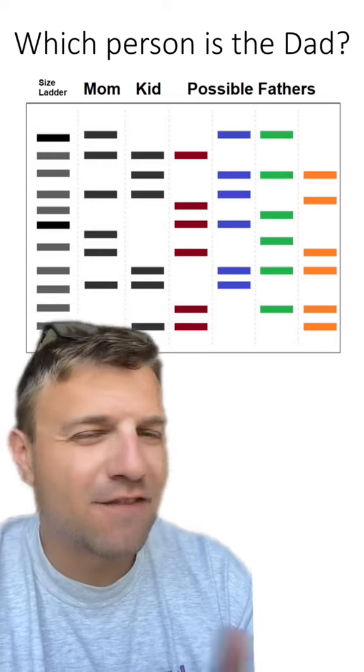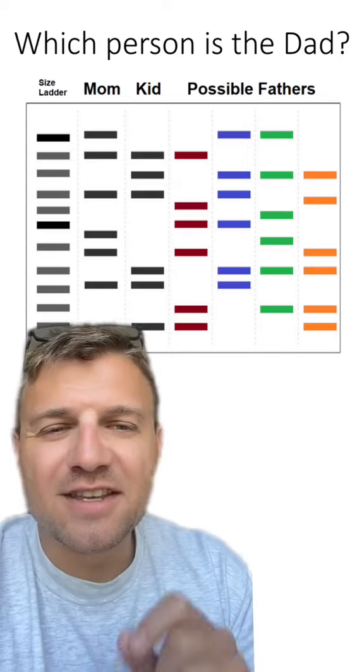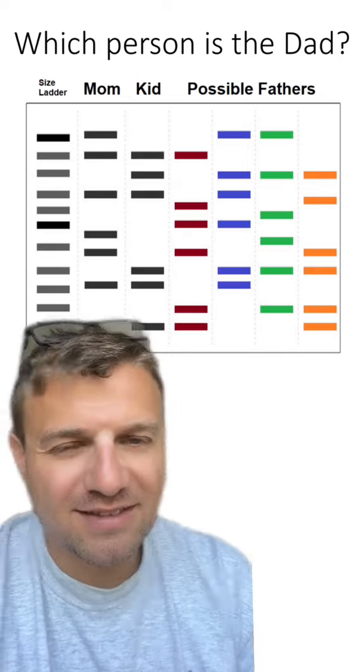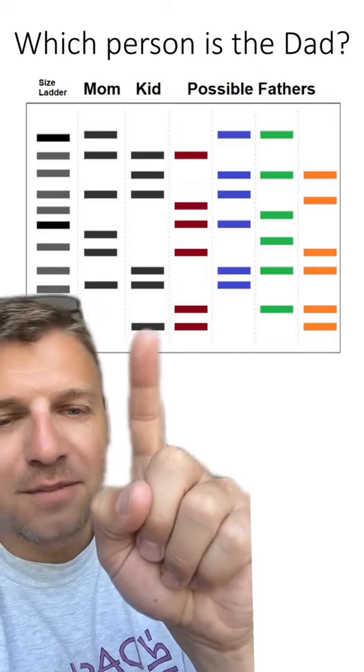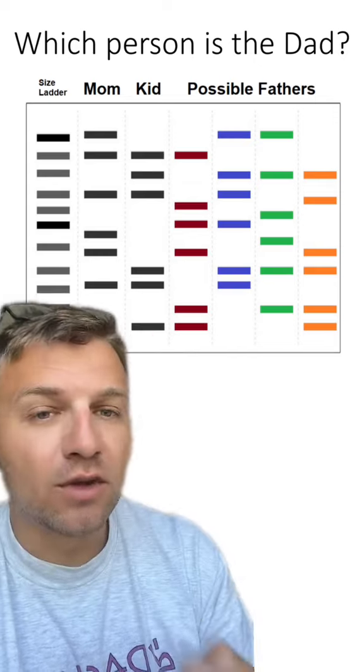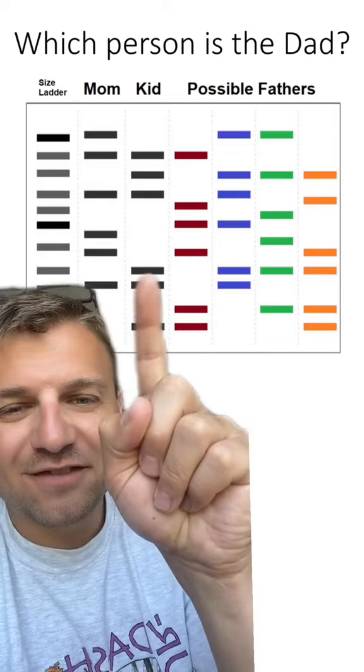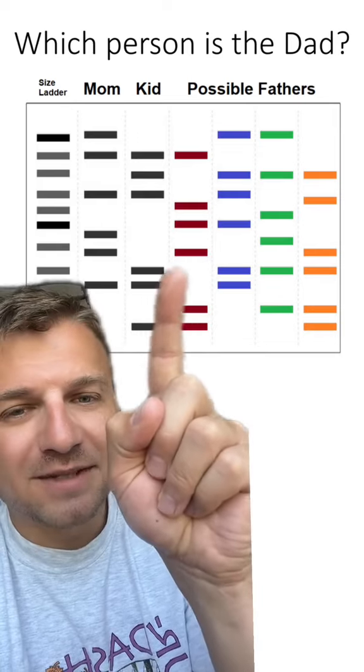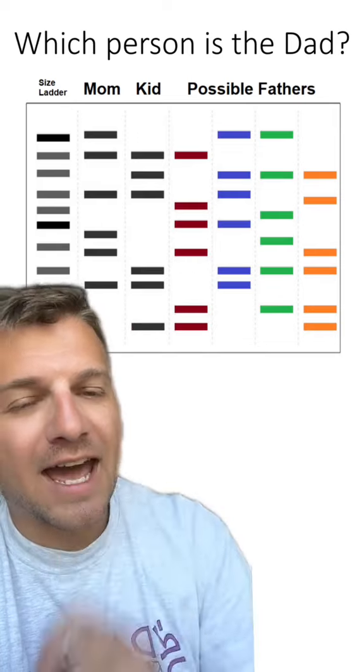So take a second and try to figure this one out. The answer is the father with the orange bands. You can see this fragment didn't come from mom, so it had to come from dad, which means it's only the red or the orange. This fragment didn't come from mom, it had to come from dad. The red one doesn't have it, so it has to be the orange one.